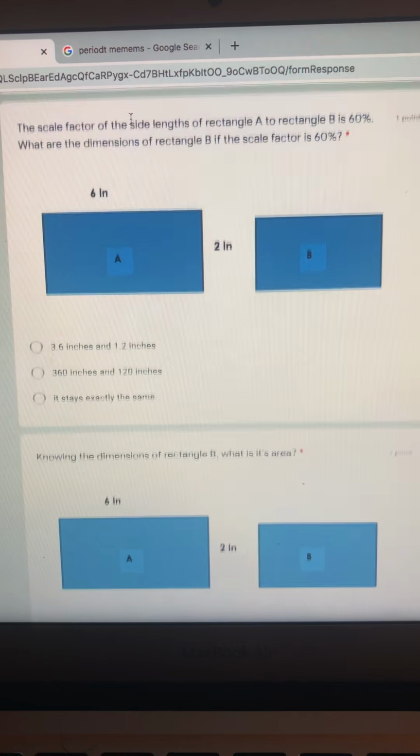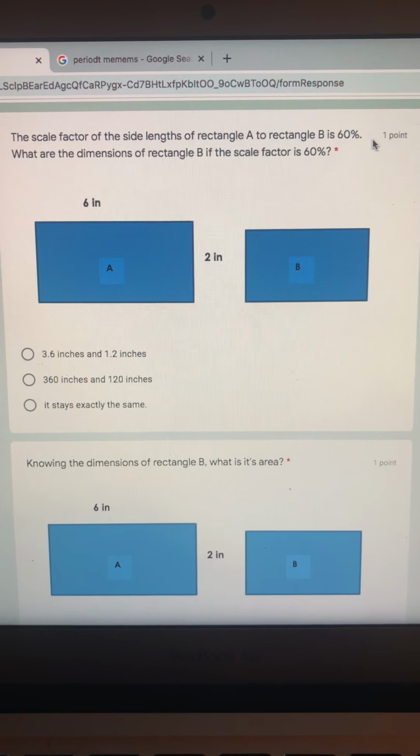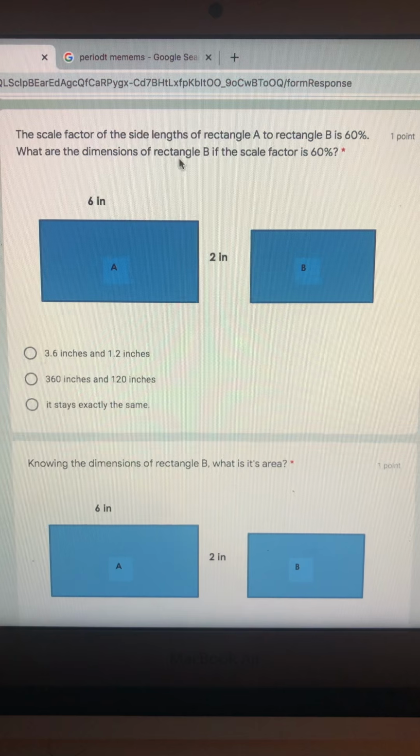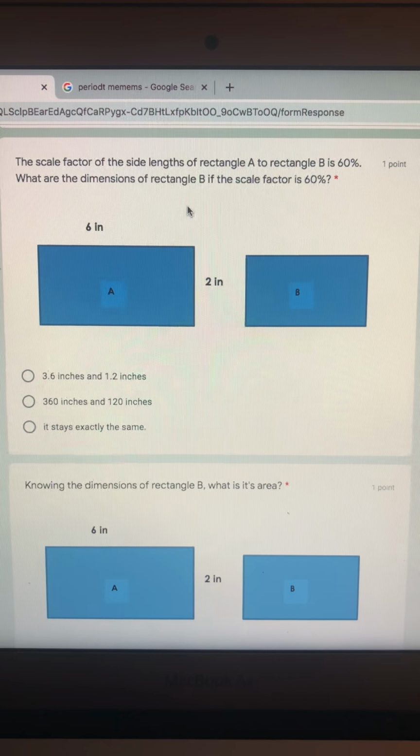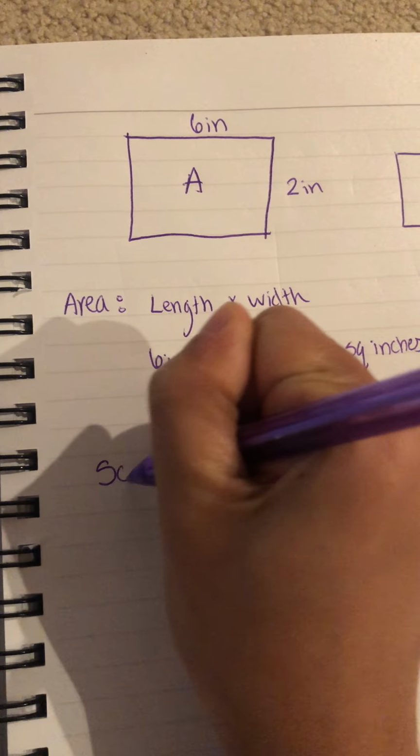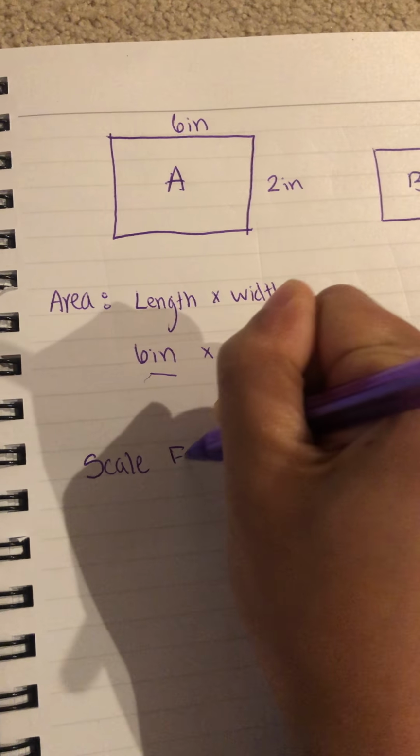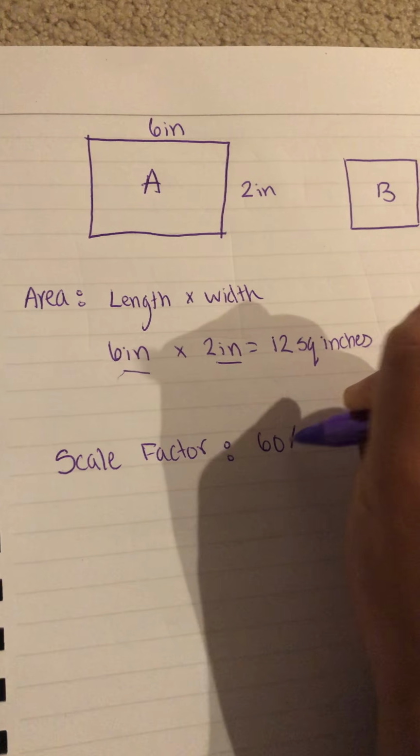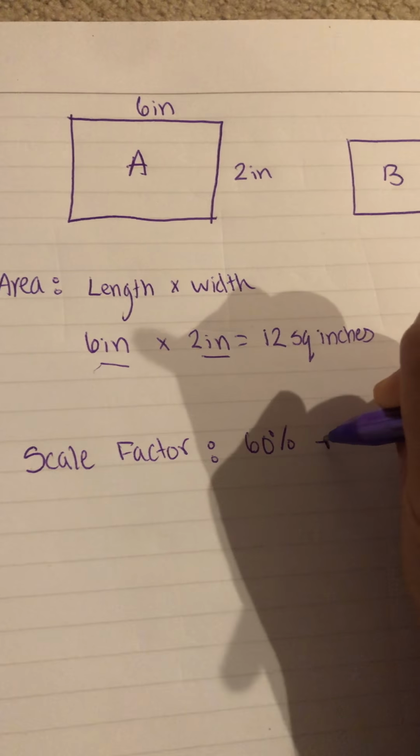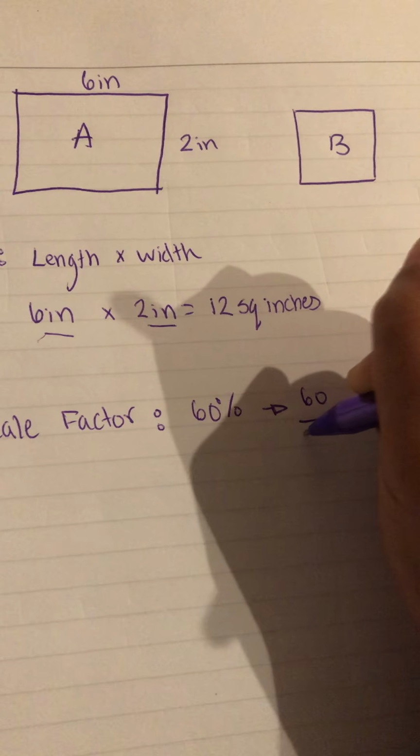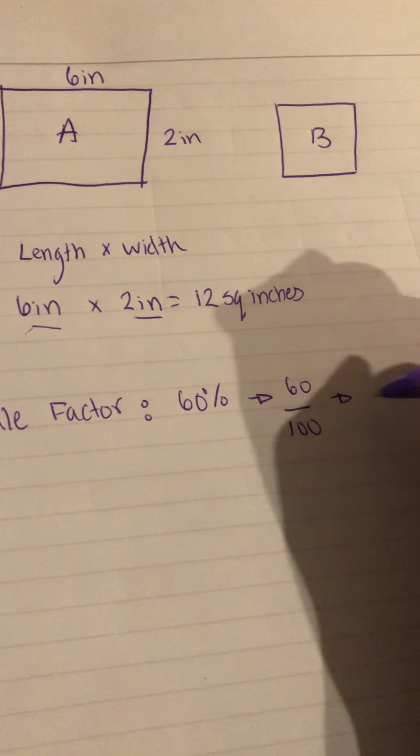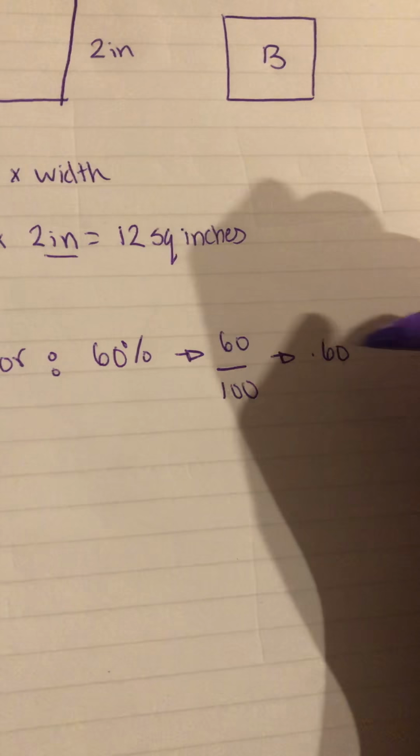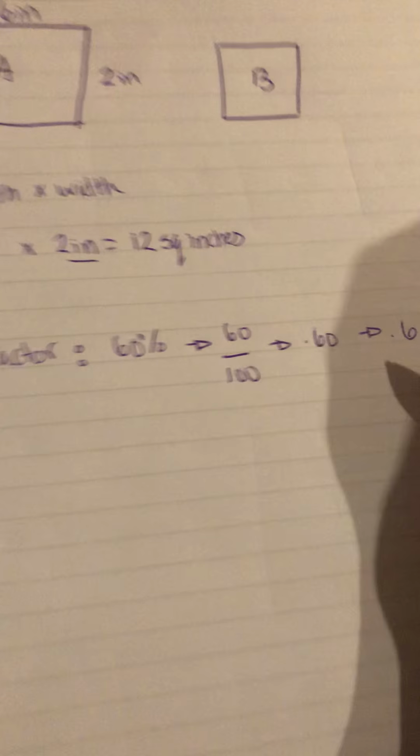The scale factor of the side length of rectangle A to rectangle B is 60%. What are the dimensions of rectangle B if the scale factor is 60%? On the bottom, I'm going to put scale factor here, and what I know is that the side lengths are going to be smaller. 60% means 60 out of 100, which is 60 hundredths, the same as 0.6.